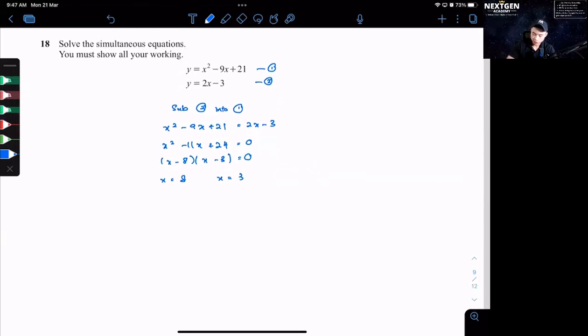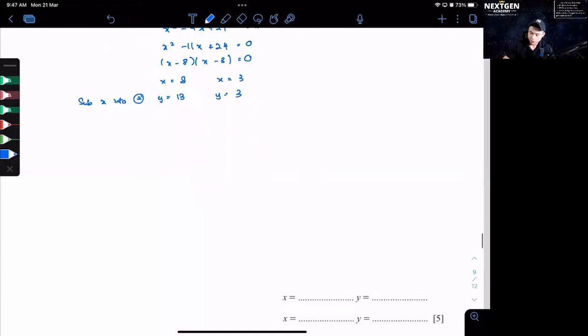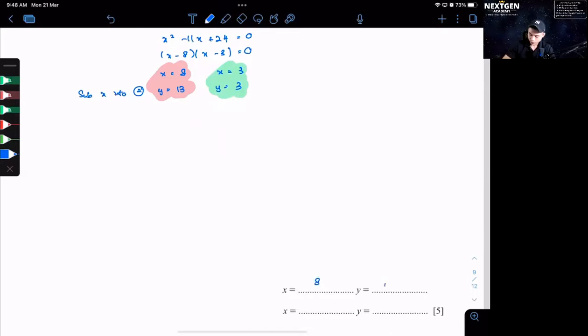So I got both my x points ready. Now I need to find what's my y. So I sub x into the easy one, which is equation 2. I'm not going to write the working, but you can just put into the formula: 2 times 8 minus 3, you will get 13. And then 2 times 3 minus 3, you will get 3. Make sure you put it in the correct pairs. So this and this, this and this. So (8, 13), (3, 3). Pretty simple 5-mark question.